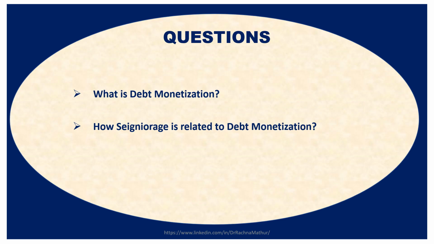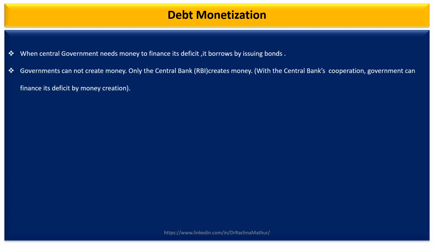Another important question which comes here is what is debt monetization and how seigniorage is related to debt monetization. To answer this question, let us first understand that when the central government needs money to finance its deficit, it borrows by issuing bonds. It is very important to remember that governments cannot create money. Only the central bank of a country has the right to create money or print money. Therefore, with the central bank's cooperation, government can finance its deficit by creating money.